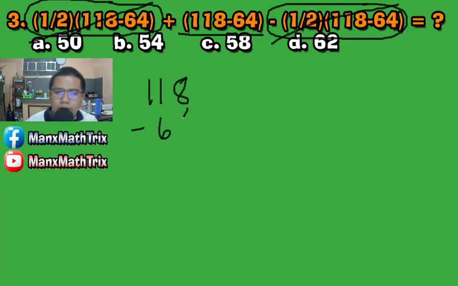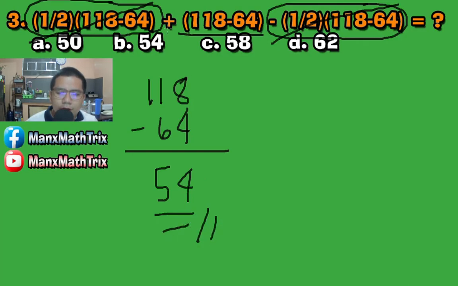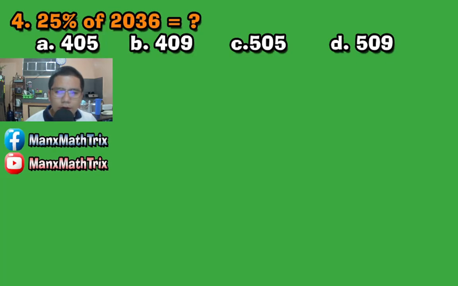minus 64. 8 minus 4 is 4. 11 minus 6 is 5. So, our answer here is 54. Letter B, 54. So, now let's proceed to our last problem. Last but not the least, problem number 4.